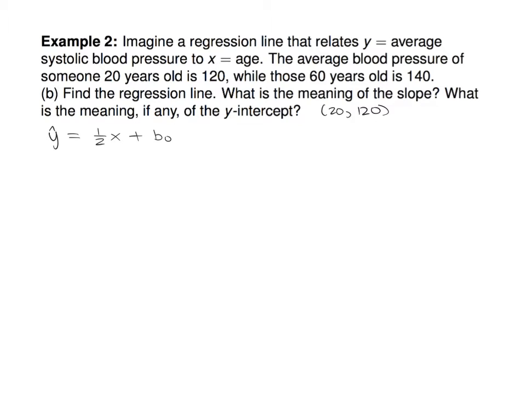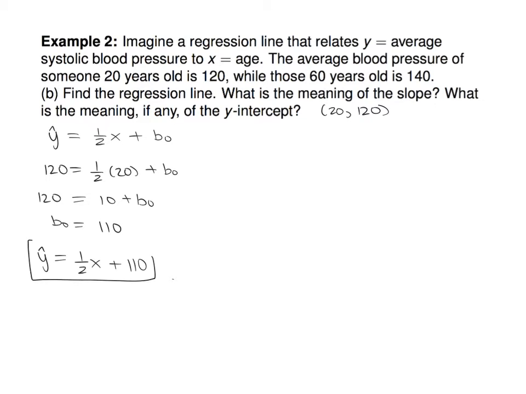That is a special property of lines. So input these points. 120 equals 1/2 times 20 plus beta naught. 120 equals 10 plus beta naught. Therefore, beta naught is 110. So our regression equation is 1/2 x plus 110.